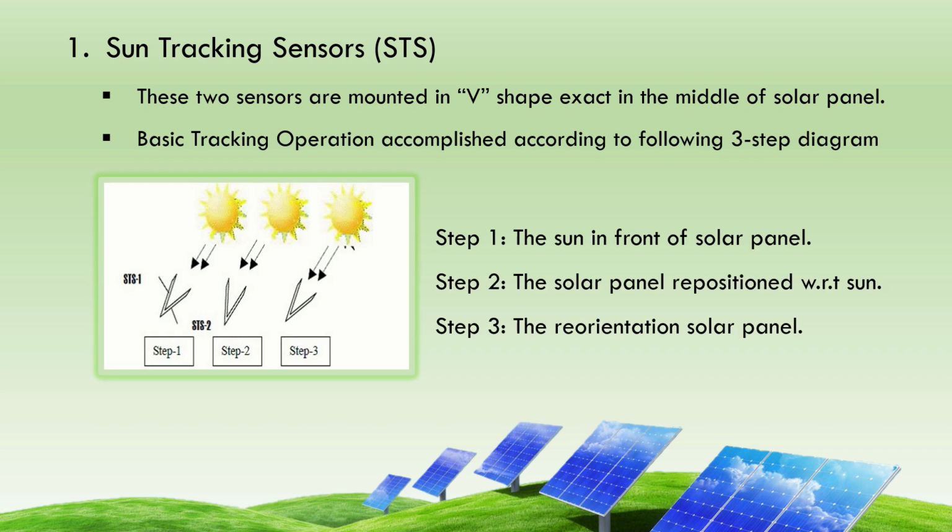In step 1 the sun is in front of solar panel, so both sensors STS1 and STS2 are getting same amount of light. In step 2, after some time as the Earth rotates, the solar panel gets repositioned with respect to sun, and STS1 obtains less amount of light. At this point STS1 sends signal to the microcontroller. Then the controller rotates motor, which in turn rotates the solar panel towards the sun. In step 3, the solar panel is reoriented and the process continues until the end of the day.